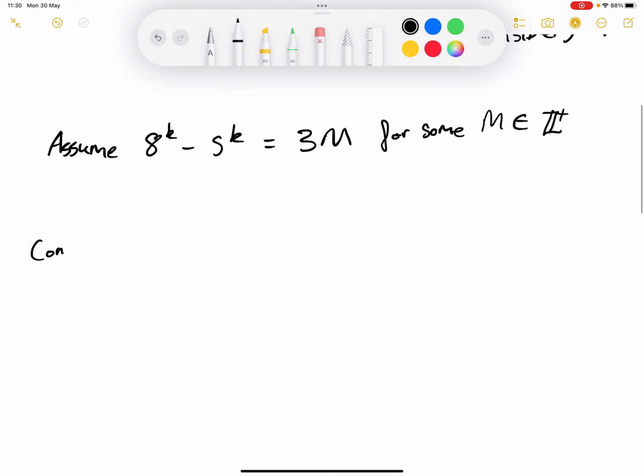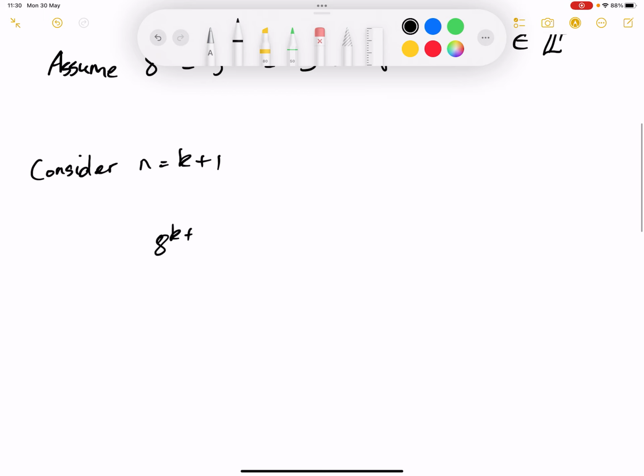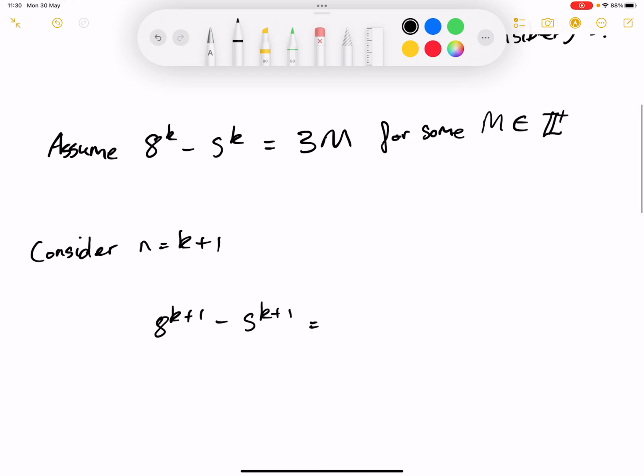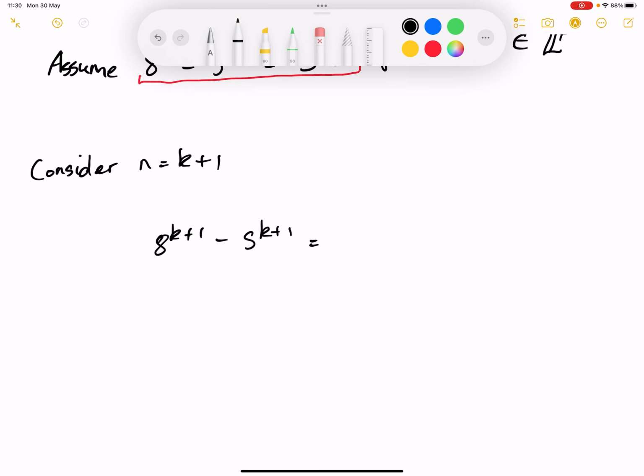And now we're going to consider n equals k plus 1. So that's going to be 8 to the k plus 1 minus 5 to the k plus 1. First things first, we want to manipulate this so that our expression up here comes out into reality. So we have, therefore, 8 times 8 to the k minus 5 times 5 to the k.